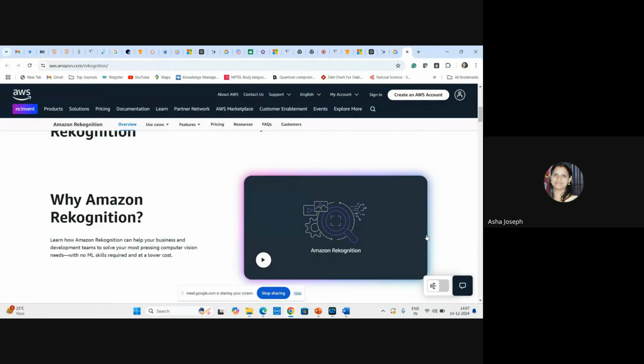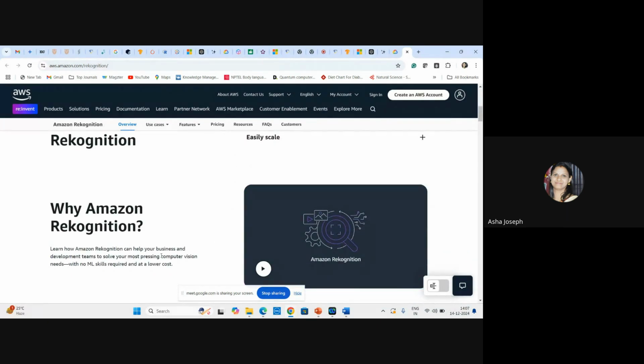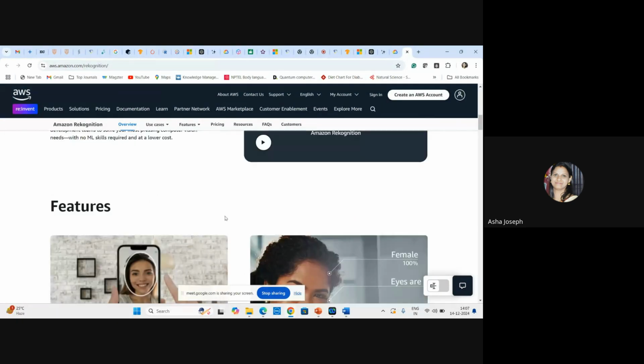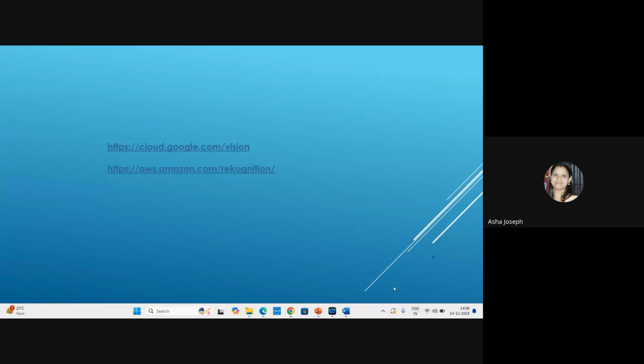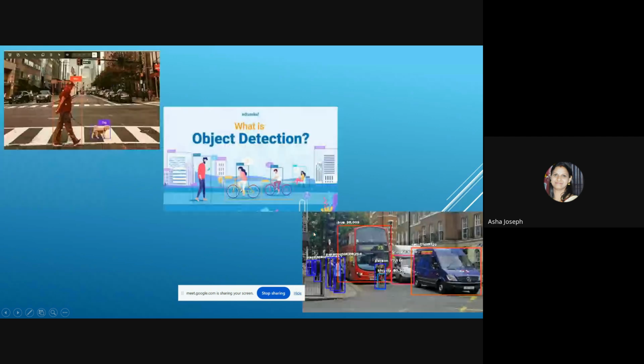And why is Amazon Rekognition particularly used? Because it can help your business and development teams to solve your most pressing computer vision needs. So please visit these sites also and try to understand how it can help you in your research.